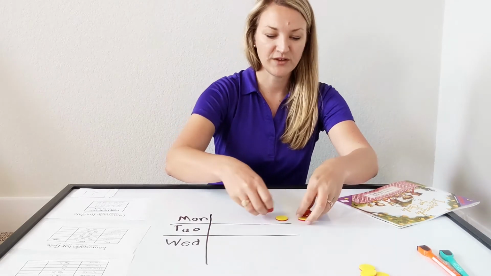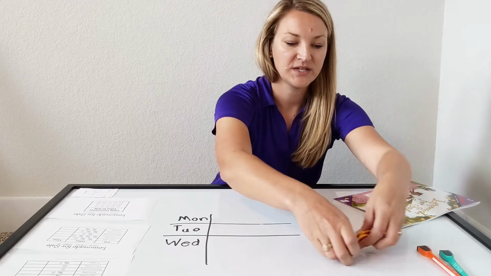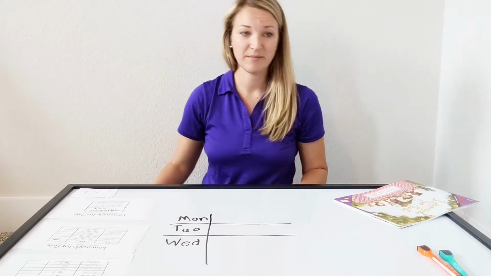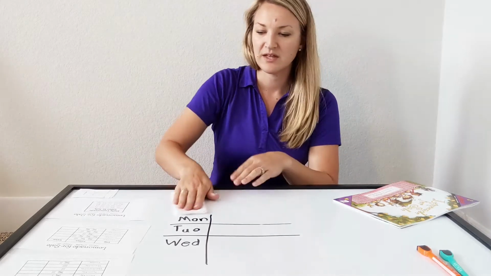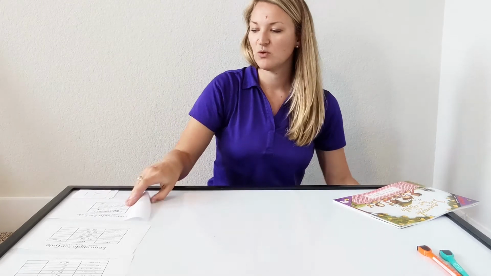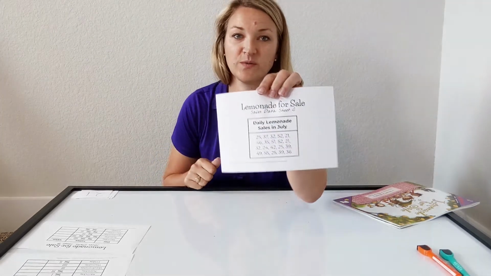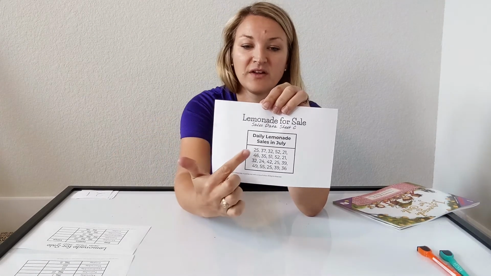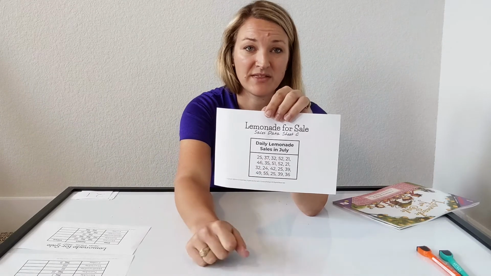Now, for 4th and 5th grade, we are going to have students build a stem and leaf plot. So instead of having tallies for the number of cups sold, we presented 4th and 5th grade students with a list of the daily sales within a month.